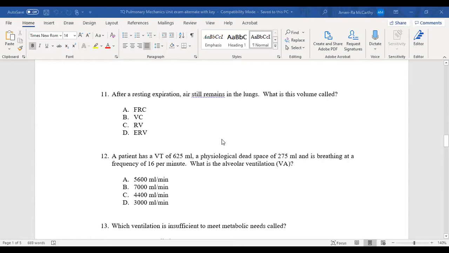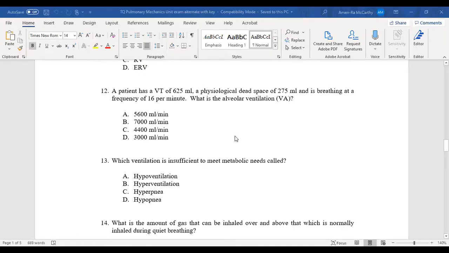All right, number 11. After a resting expiration, air still remains in the lungs. What is that volume called? Good, I flew on that one. RV, residual volume or reserve volume.